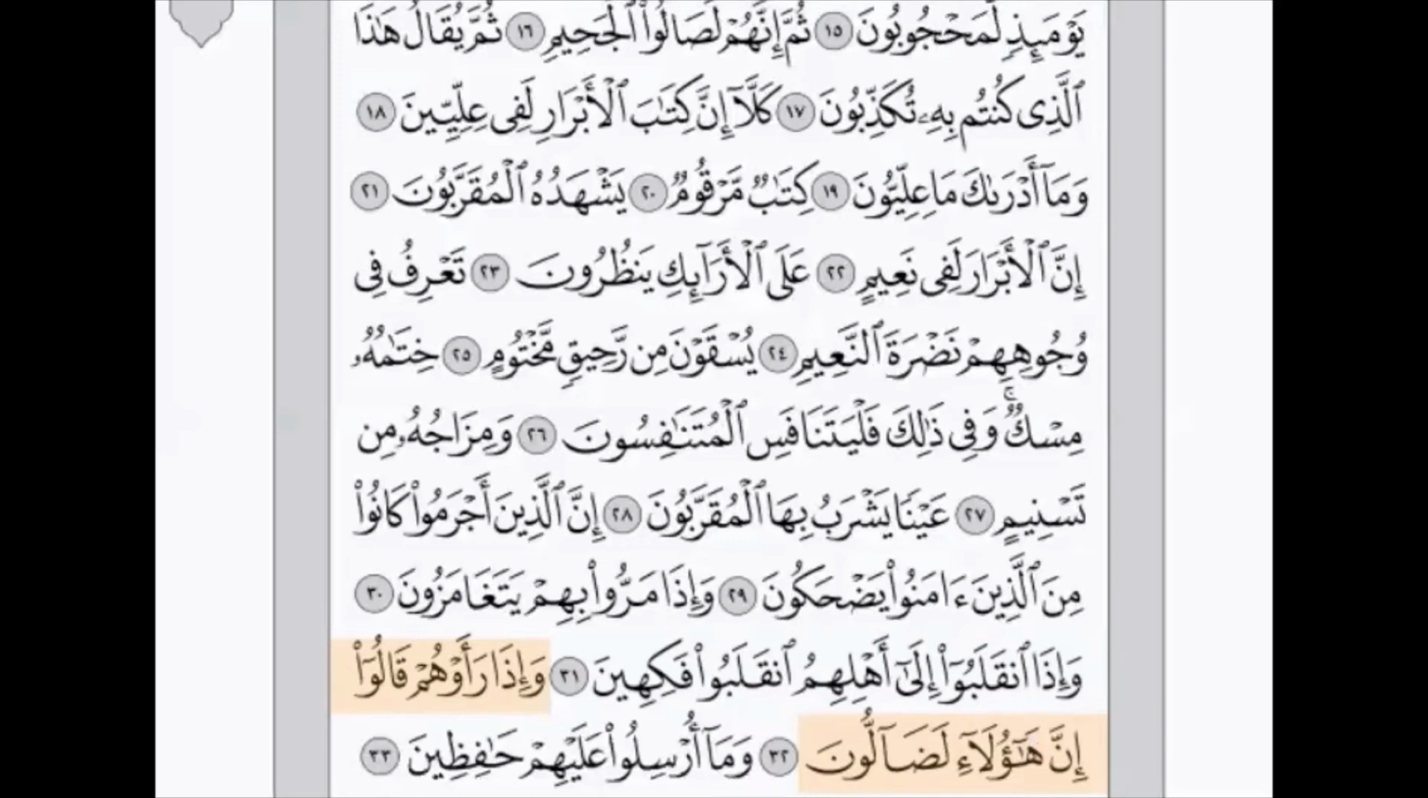So the mud here is actually a mud jaiz munfasil, just like the one we had between the waw and the hamza here. This mud here also. But again, our style of recitation, even this type of mud, we extend for 4 or 5 counts anyway. That's the reason in the recitation it would be ha'ula'i. But it's permissible to say ha'ula'i.